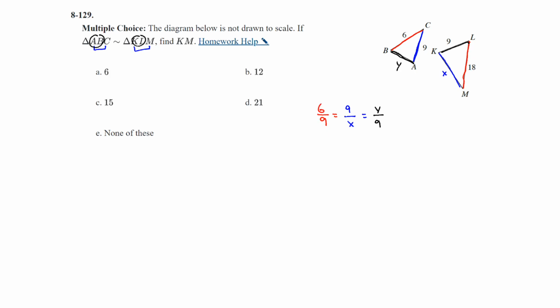So the diagram below, once again, not drawn to scale. We are trying to find KM, and KM in my scenario over here I said was X, so we'll use this expression to solve. So that will give us 6X is equal to 81. And then you can divide both sides by 6, and you will get a value of 13.5.